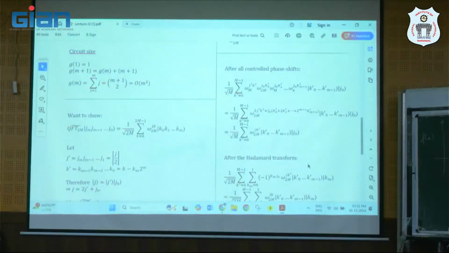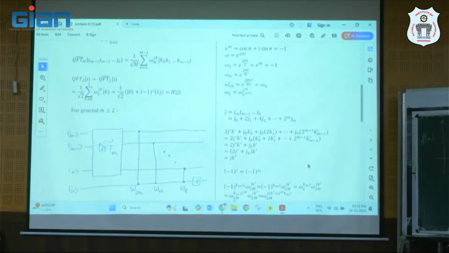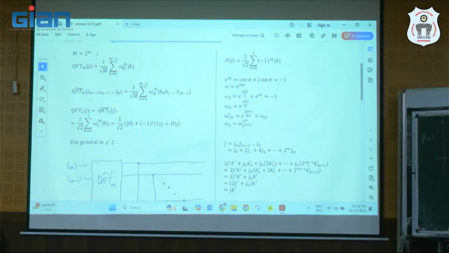Okay. Now we can see one thing. Let us look at this formula first. Let us recall all these things first. This one we know anyways. This one we also know, e to the I pi is this. Omega is e to the 2 pi I. Omega 2 is e to the 2 pi I over 2, which is e to the pi I, minus 1. Omega n is e to the 2 pi I over n, correct?